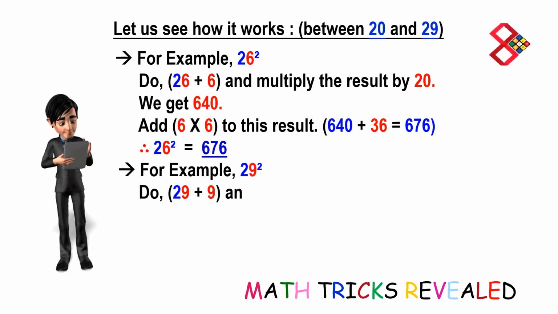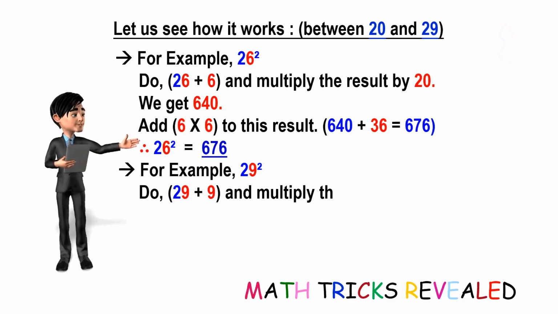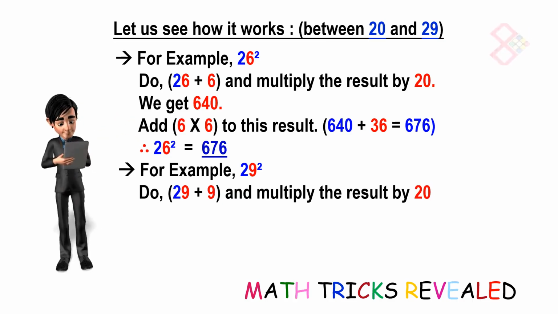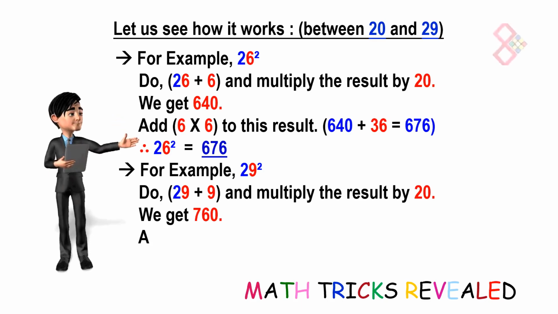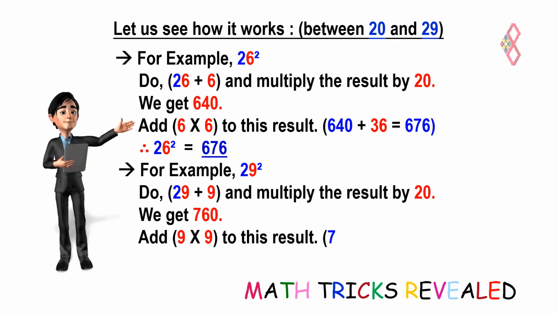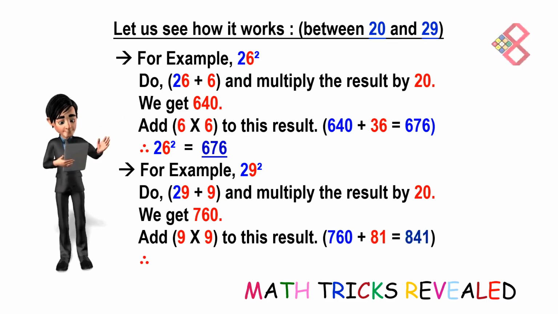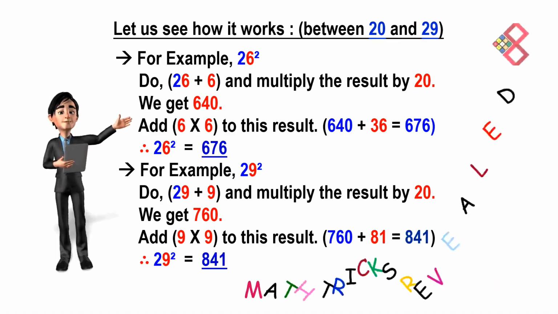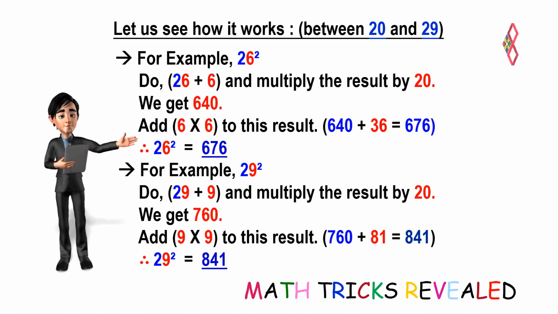For example, 29 squared, do 29 plus 9 and multiply the result by 20. We get 760. Add 9 times 9 to this result. We get 760 plus 81 as 841. 29 squared is equal to 841.